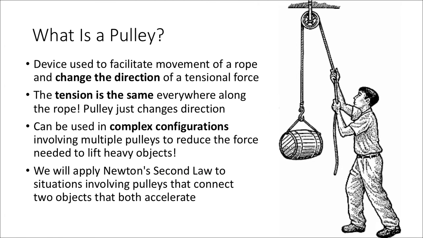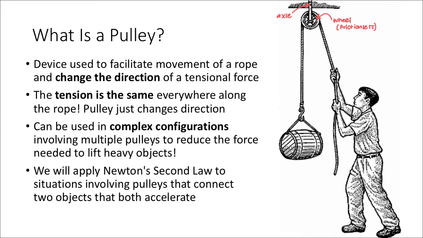A pulley is nothing more than a device used to facilitate the movement of a rope and change the direction of tension in that rope. On the right hand side I have a little sketch here of someone using a pulley, which is really nothing more than a wheel connected to some sort of axle. And pulleys allow us to exert forces on objects in directions that might be difficult to do.